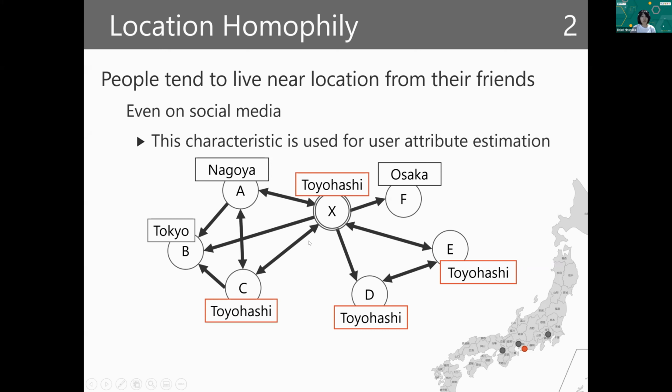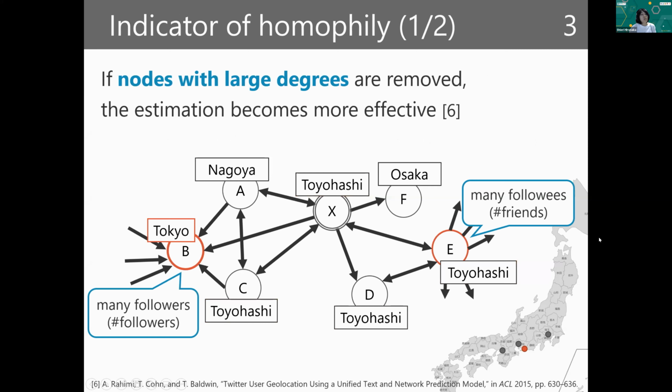For example, here, user X's friends are shown. Many friends are living in Toyohashi. So user X is probably living in Toyohashi.